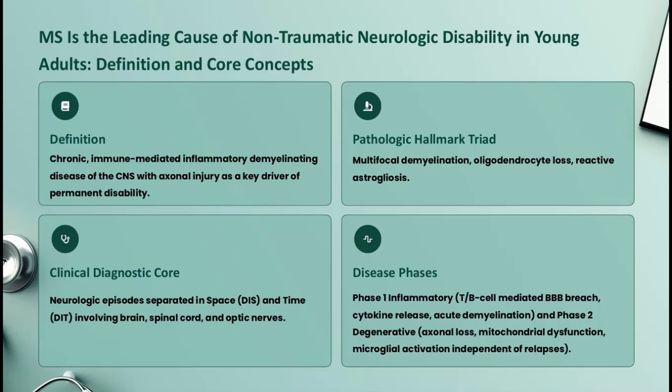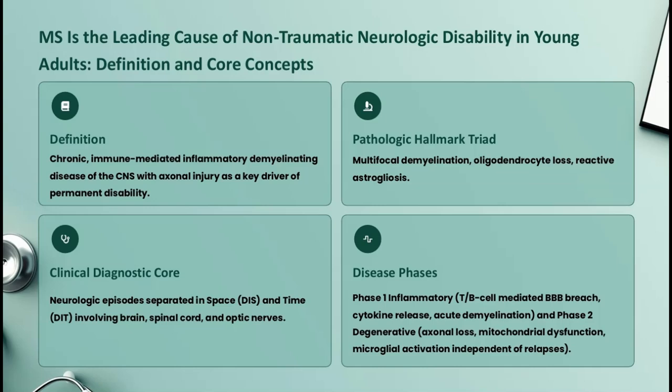Pathologically, three hallmarks define the disease: multifocal demyelination, oligodendrocyte loss, and reactive astrogliosis. Clinically, the core diagnostic principle is dissemination in space and dissemination in time. In simple terms, patients develop neurological episodes affecting different CNS regions at different points in time.